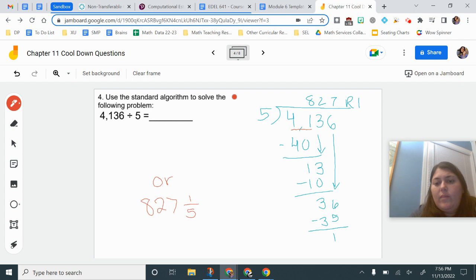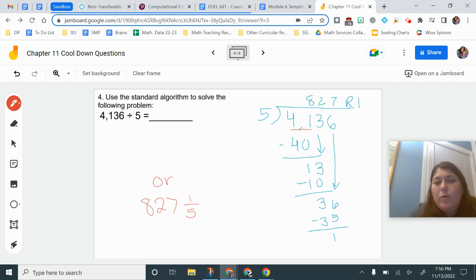And following those same steps, when I am down at the bottom here, you'll see that I have a remainder of 1. We can deal with that several ways. We can leave it with R1. We can think about it as 827 and 1/5, or we could convert it to a decimal.